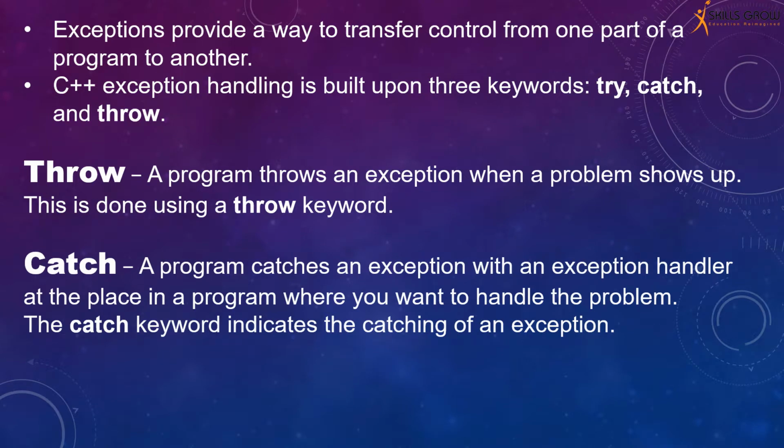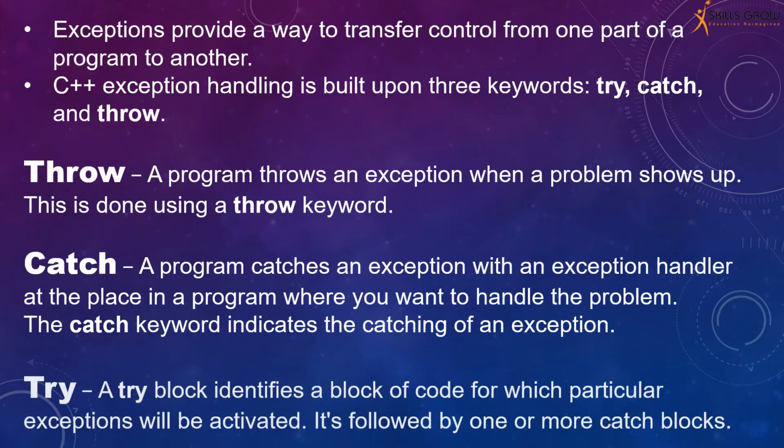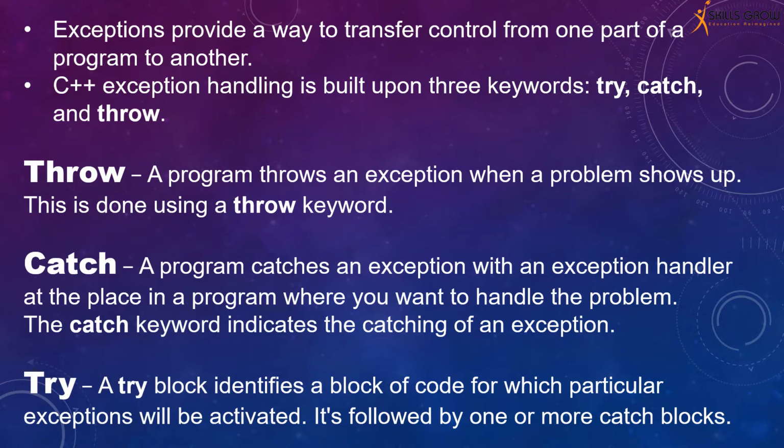The catch: a program catches an exception with an exception handler at the place in a program where you want to handle the problem. The catch keyword indicates the catching of an exception. The try block: a try block identifies a block of code for which particular exceptions will be activated. It's followed by one or more catch blocks.